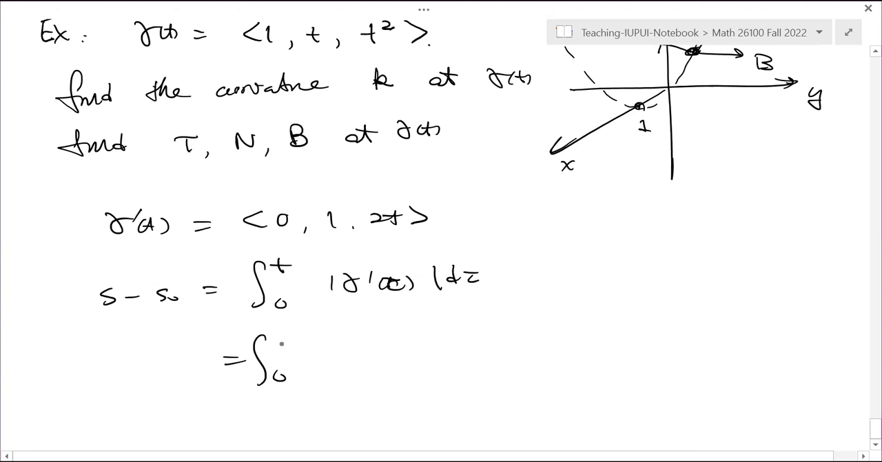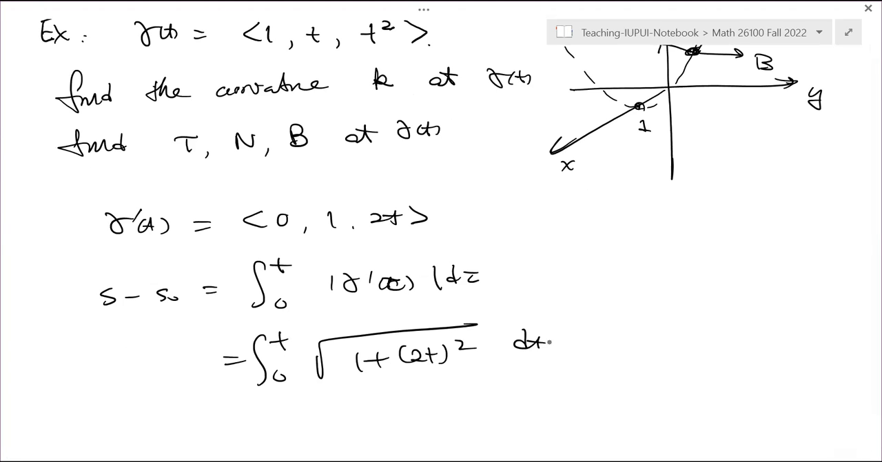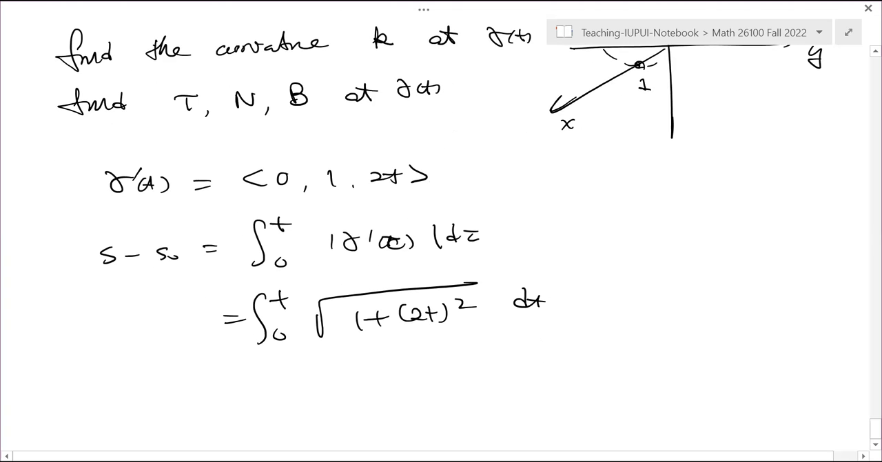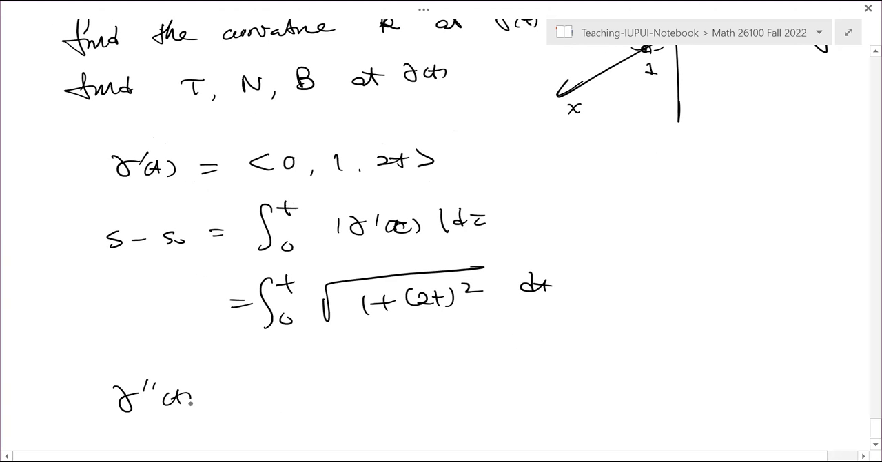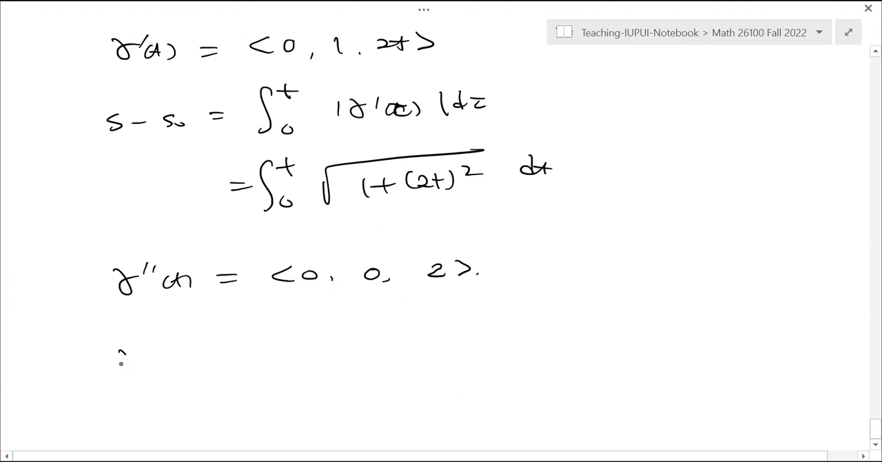Okay, so this is going to be the integral of the square root of 1 plus 4t squared dt, and even if you can evaluate the integral, that's a very complicated formula relationship. Okay, I don't want to do that. All I need is an arbitrary point. Even though the parameter is still t, I want to tell you how curved this is at that particular point. So I find the second derivative, right? Then the cross product.